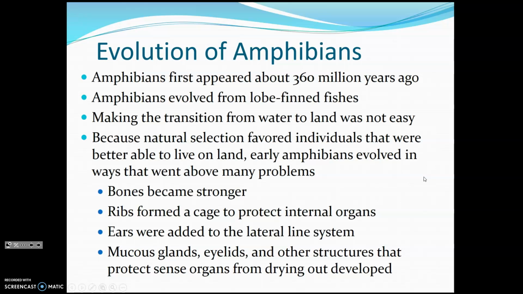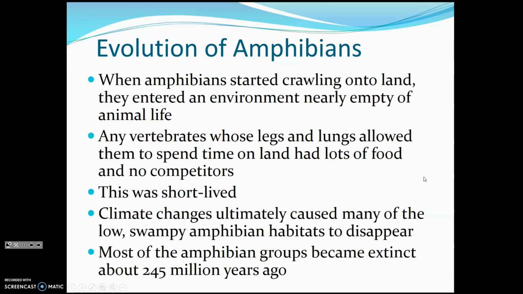Mucus glands, like I said, for keeping the skin moist. Eyelids, we said how fish do not have eyelids, and so now in order to keep the eye moist, they're going to blink that eyelid to replenish moisture. Anything that's going to help those sense organs and keep them from drying out when they're in that adult form on land.